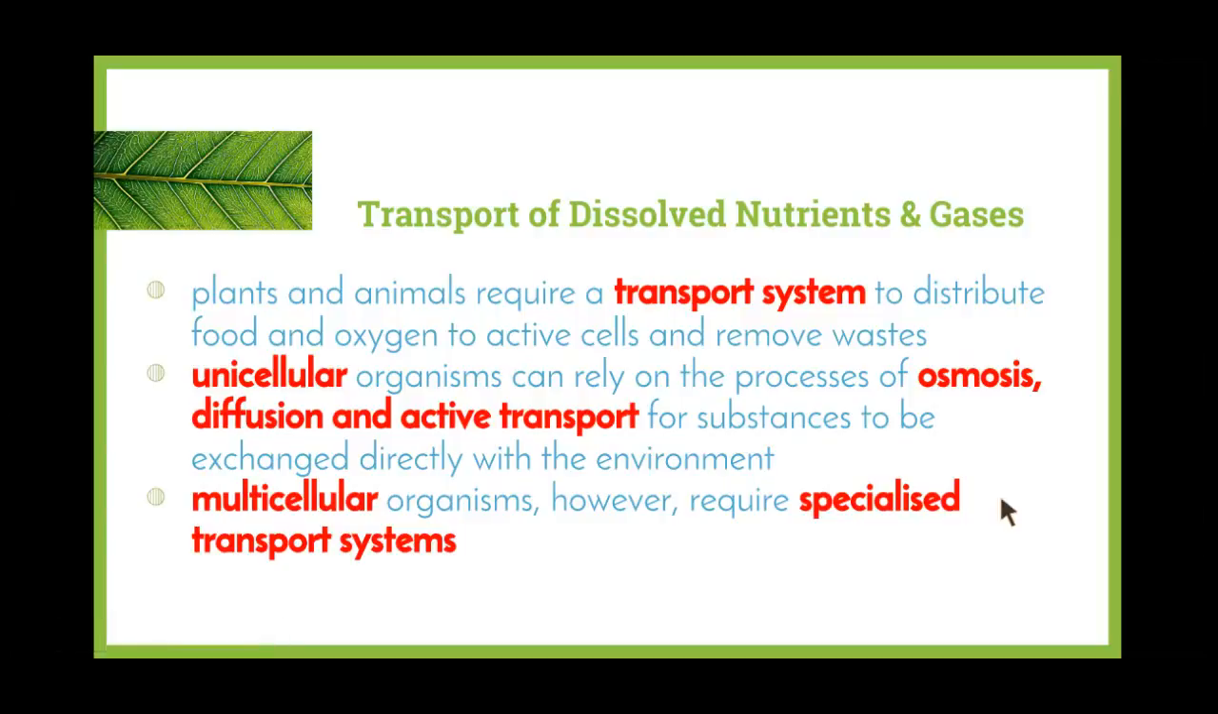Plants and animals require a transport system in order to distribute food and oxygen to active cells and to remove wastes. Unicellular organisms, because they're so small and only made up of one cell, can rely on the processes of osmosis, which is the movement of water from a high concentration to a low concentration across the semi-permeable membrane, diffusion, and active transport of substances to allow them to be exchanged directly between the inside of the cell and the environment. Multicellular organisms, such as most plants and animals, however, require specialized transport systems in order to get these nutrients in and the waste products out.